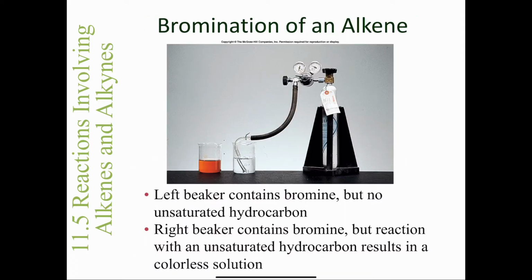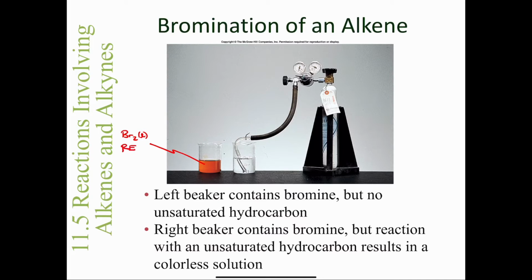This is kind of an interesting figure that comes straight out of our textbook. It says here that the beaker on the left contains bromine, but no unsaturated hydrocarbons. So all that means is that inside this beaker here, we have bromine, Br2, and bromine exists as a liquid. Now this is probably a solution of bromine because it's got kind of an orangey color, but if you had pure bromine, it's actually a deep, dark red liquid. So in this beaker on the left, we have some bromine. So it has a red color, right?